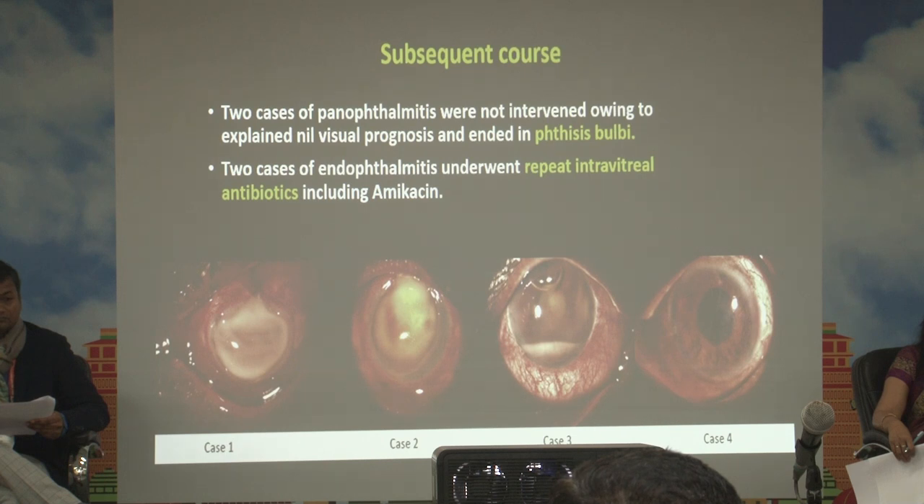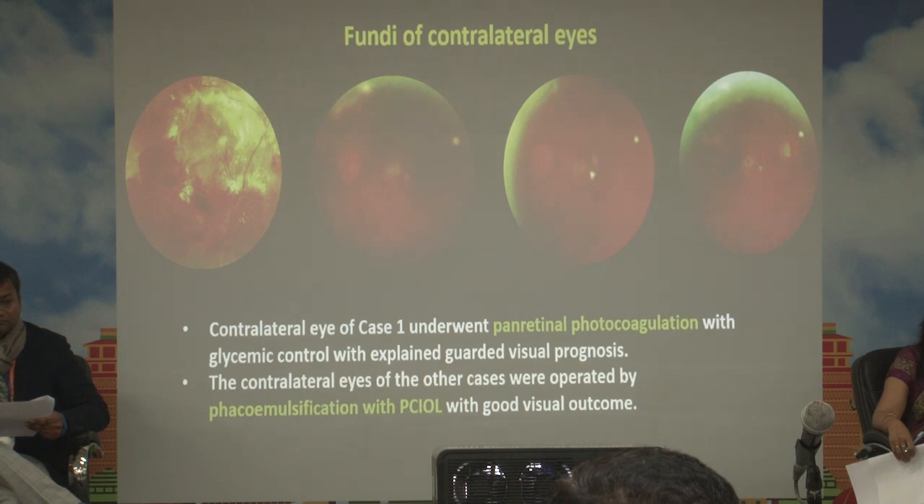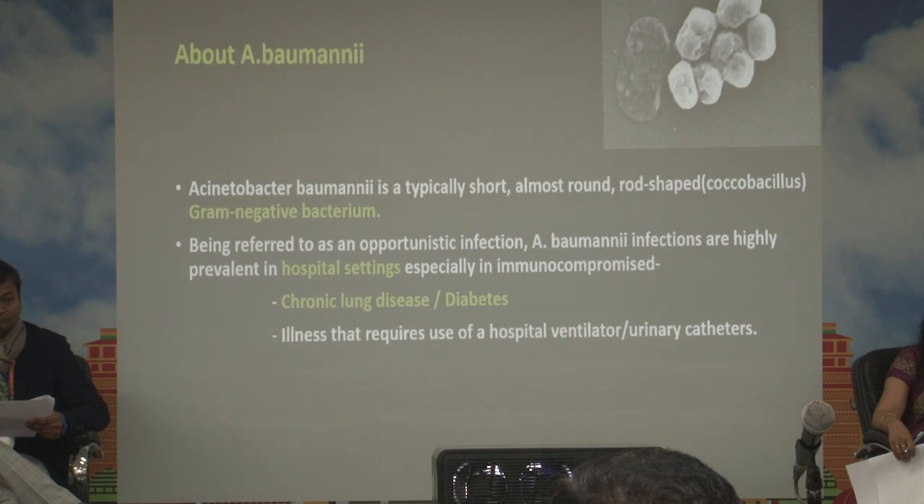Subsequently, two cases of panophthalmitis were not intervened owing to explained nil visual prognosis and ended in phthisis bulbi, and the remaining two cases of endophthalmitis underwent repeat intravitreal antibiotics including amikacin. The contralateral eye of case 1 underwent panretinal photocoagulation with glycemic control with explained guarded visual prognosis, and the contralateral eyes of other cases were operated by phacoemulsification with PCIOL with good visual outcome.